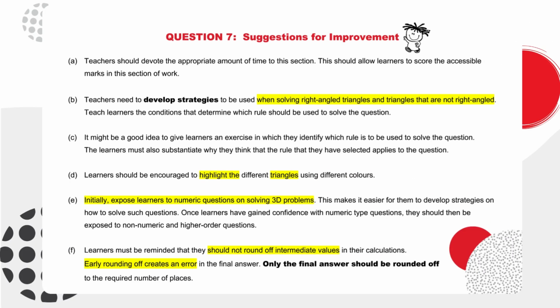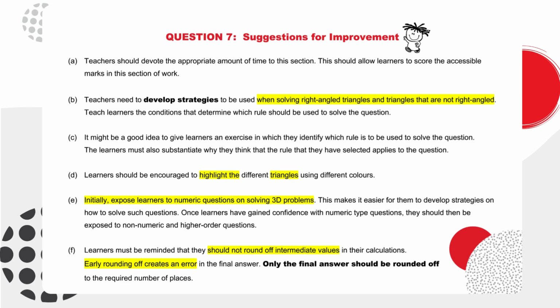The following are some suggestions for improvement for question 7. A. Teachers should devote the appropriate amount of time to this section. This should allow learners to score the accessible marks for this section of work. B. Teachers need to develop strategies to be used when solving right-angled triangles and triangles that are not right-angled. Teach learners the conditions that determine which rule should be used to solve the question.